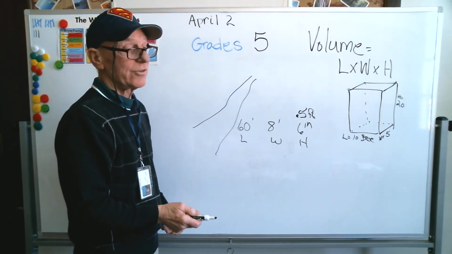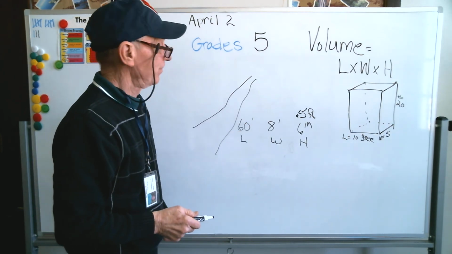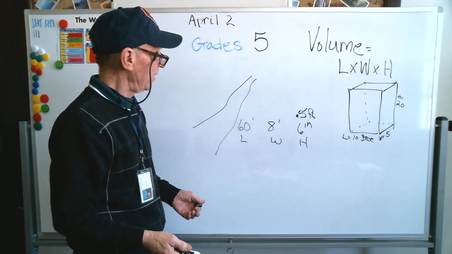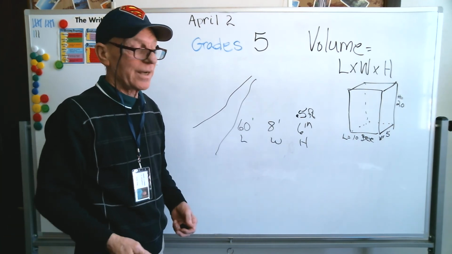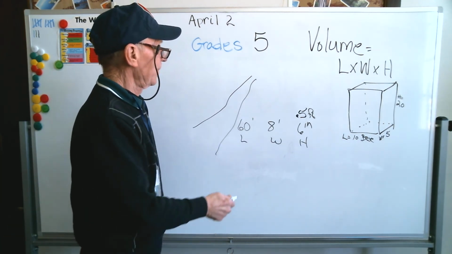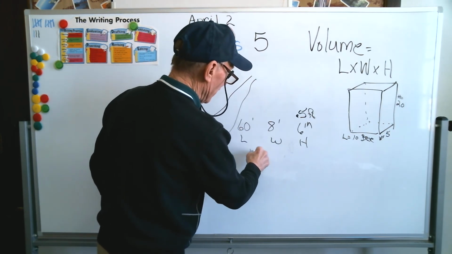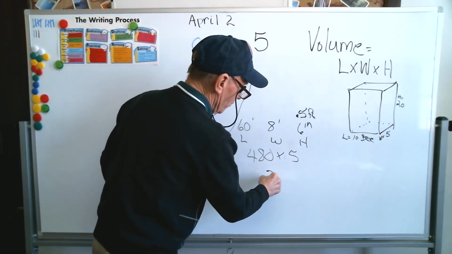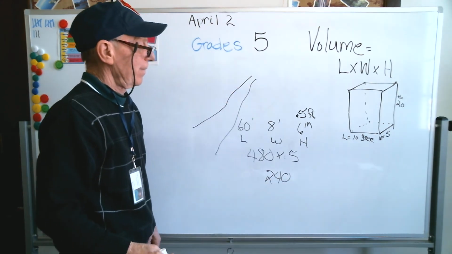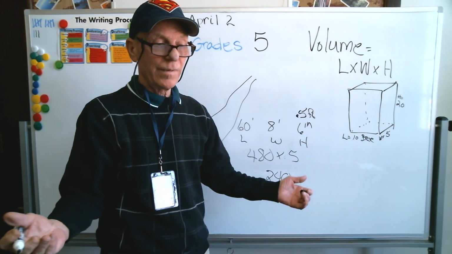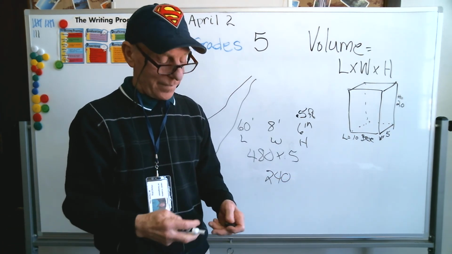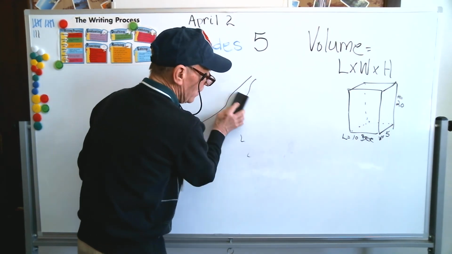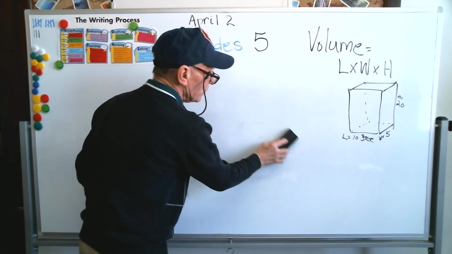So change your inches to feet, or change all your feet to inches. In this case, it's a lot easier to change your inches to feet, because 60 feet, it'd be 12 times 60. That's 720. Then your number is getting real big. So now we can go 60 times 8. 60 times 8 is 480, times 0.5 is 240 cubic feet. And then that can be transposed into how many tons or pounds of gravel.